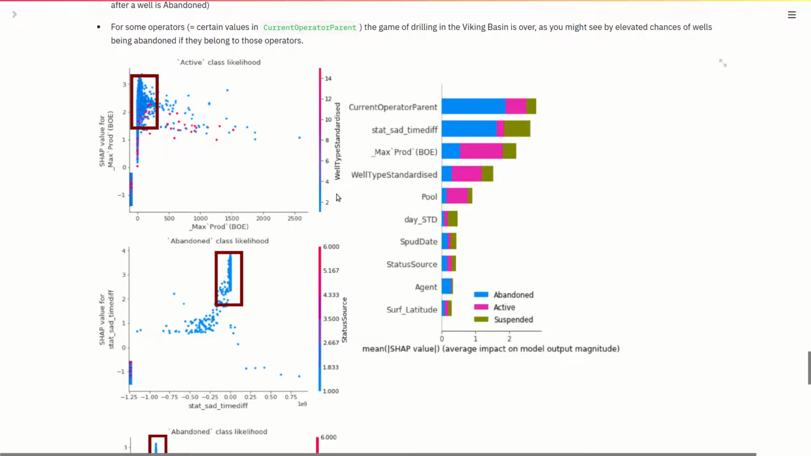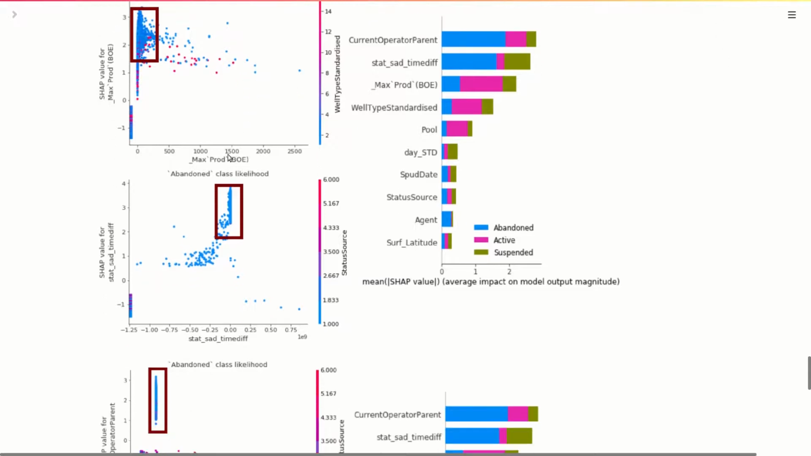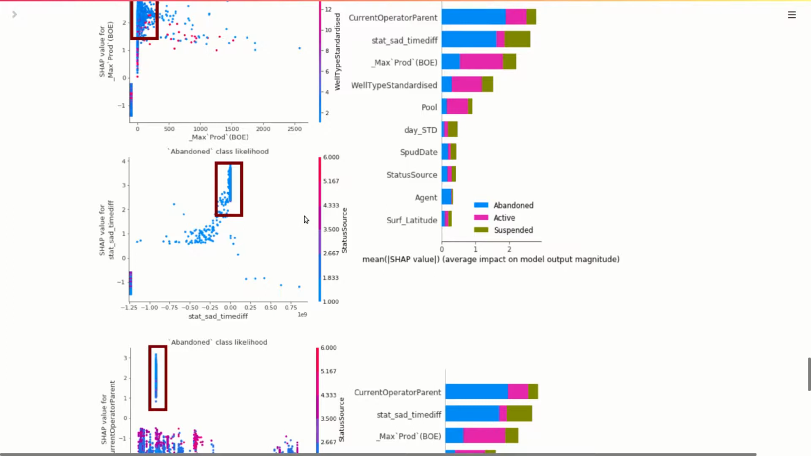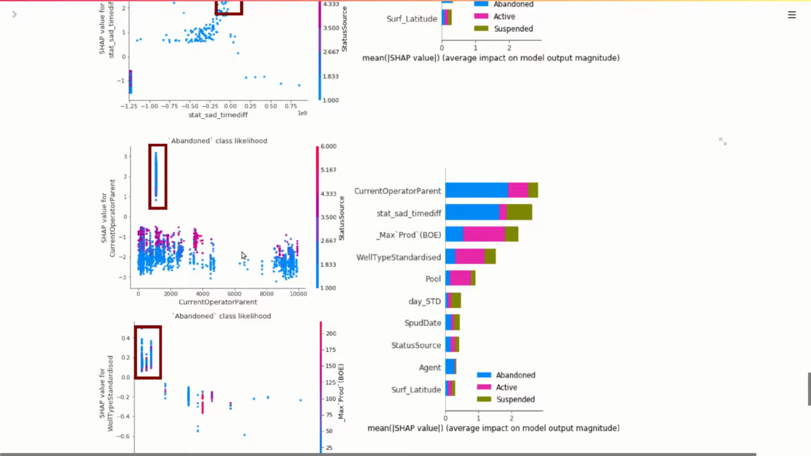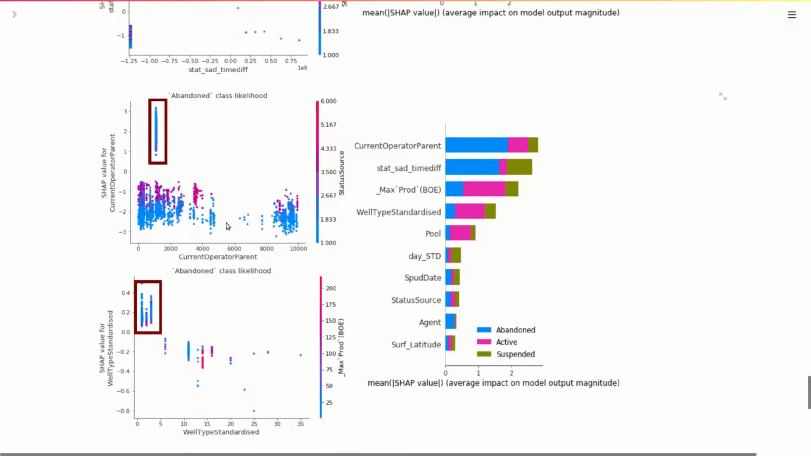For example, non-NA max BOE suggests that a well is still active, most likely because the number is available for later spot date wells. The closer the time difference between a surf abandon date and a status date is to 0, the more likely that a well is abandoned. There are no more status updates after a well is abandoned, indeed. For some operators, which correspond to certain values in the current operator parent feature, the game of drilling in the Viking Basin is over, as you might see by the elevated chances of wells being abandoned if they belong to those operators.